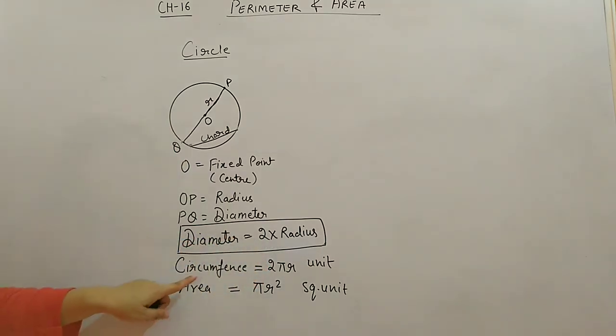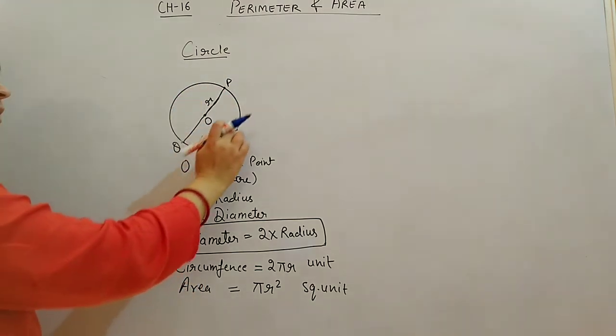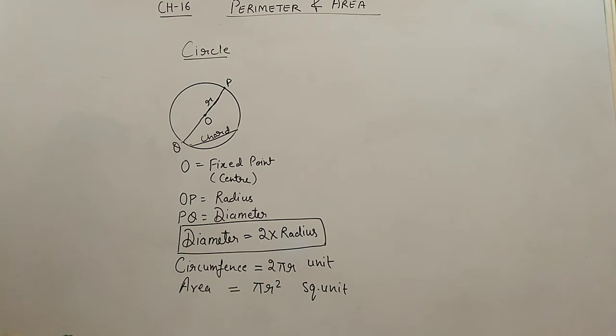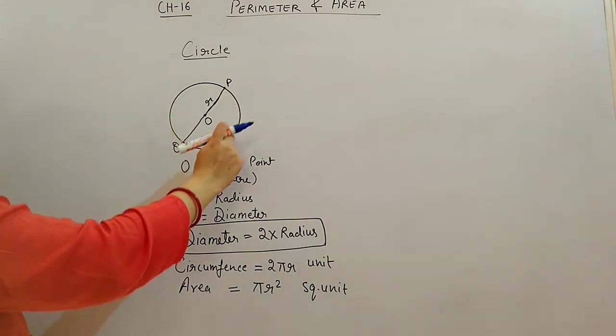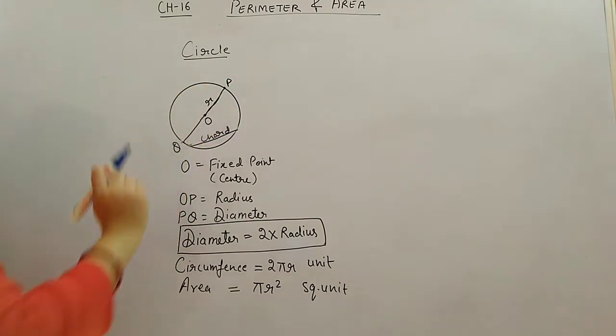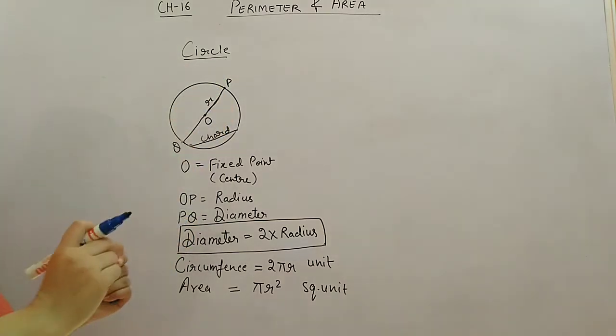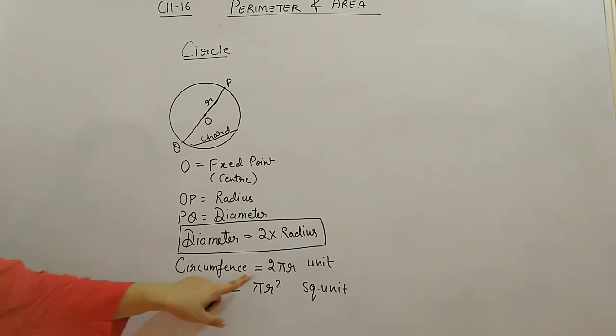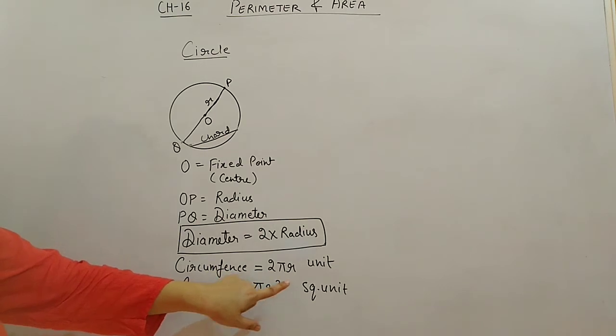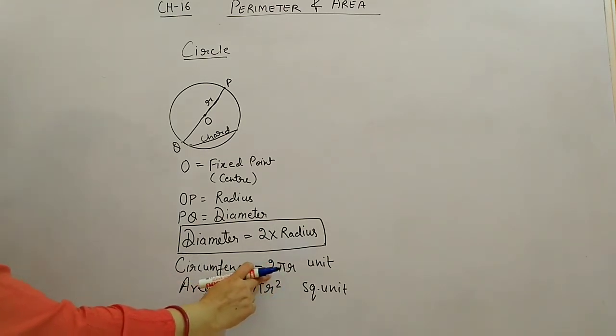Next thing is circumference. Circumference means the perimeter of this circle. So how to measure the perimeter of this circle? You can keep one thread here and go around like this, and later on you can straighten that thread and measure the circumference of that circle. Or we have the formula 2 pi r. If radius is given, then with the help of this formula circumference is equal to 2 pi r units we can find out.